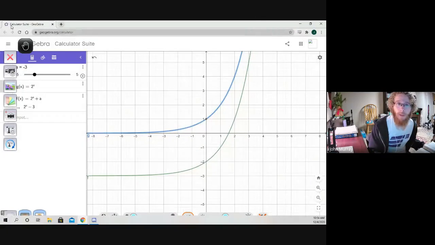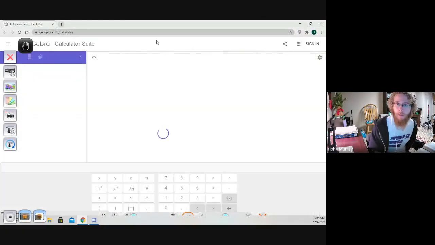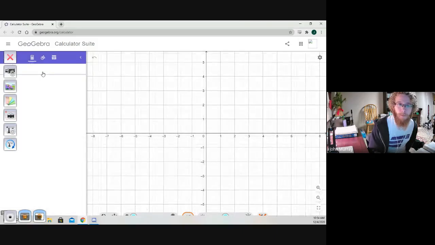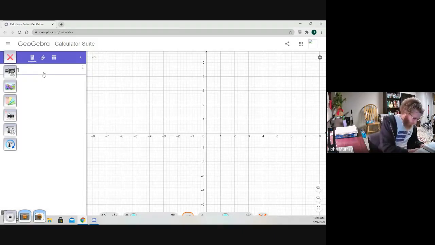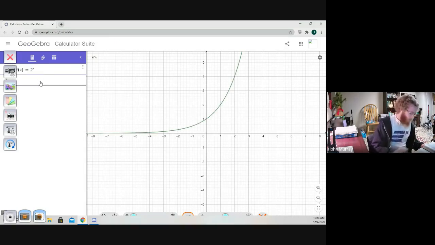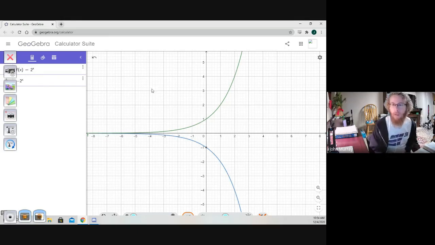Let me clear this again. So we have 2 to the x, our original there. Now I'm going to do -2 to the x. So there's our perfect reflection.